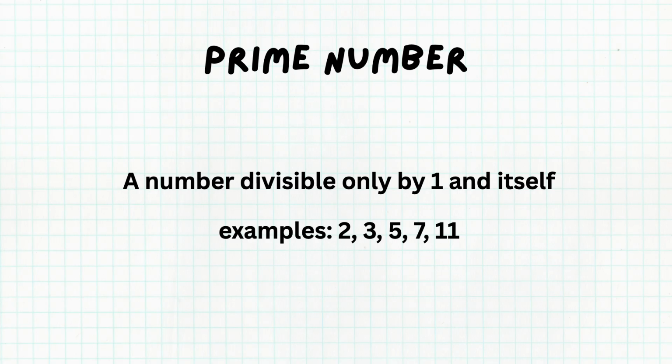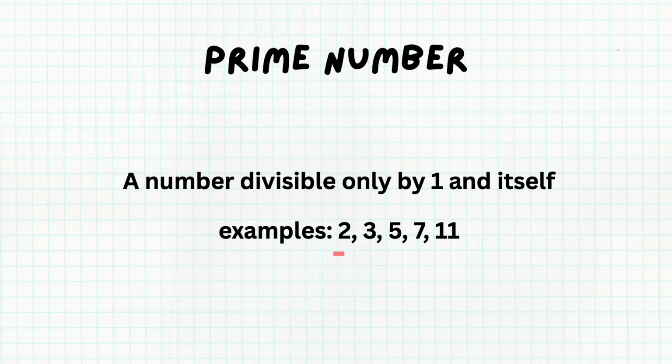What is a prime number? A prime number is a number that can only be divided by one and itself. That means it has exactly two factors. Let me give you some examples. 2 is prime because 2 can be divided by 1 and itself. 3 is also prime, 5 is prime.